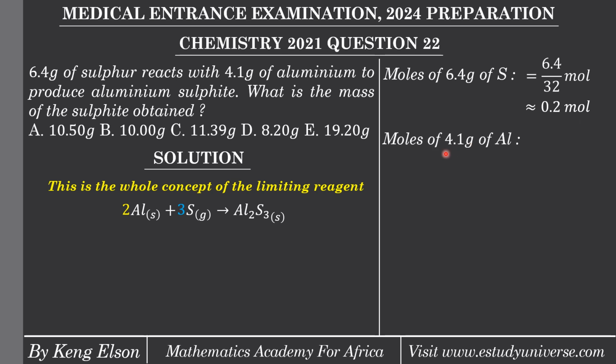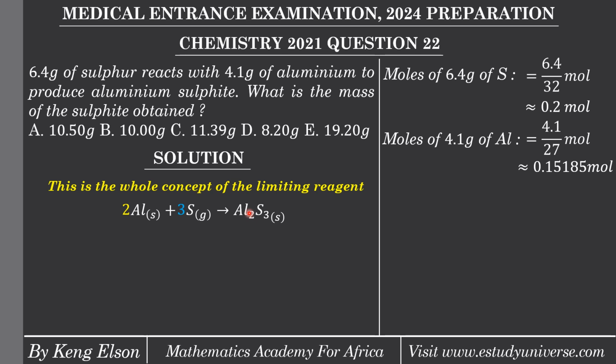Now, what about the moles of 4.1 grams of aluminium? The given mass is 4.1 grams, while the molar mass is 27 grams per mole. So this approximates to 0.15185 mole. So this is the number of moles of 6.4 grams of sulfur, while this is the number of moles of 4.1 grams of aluminium.